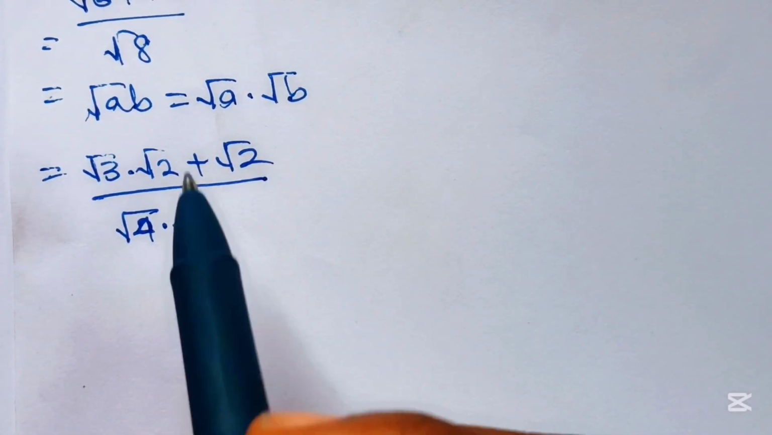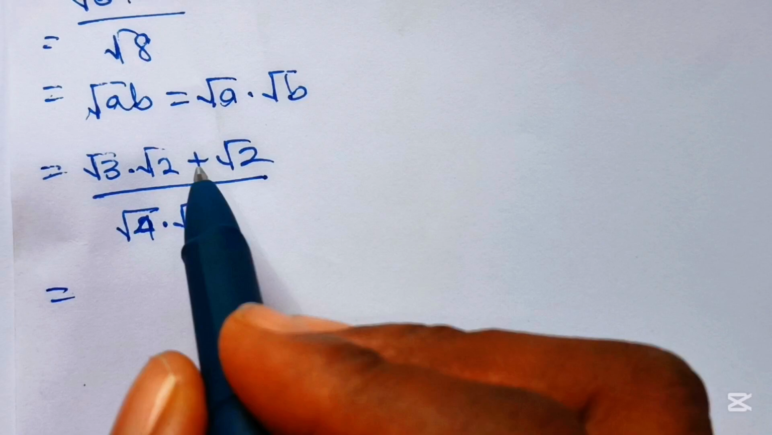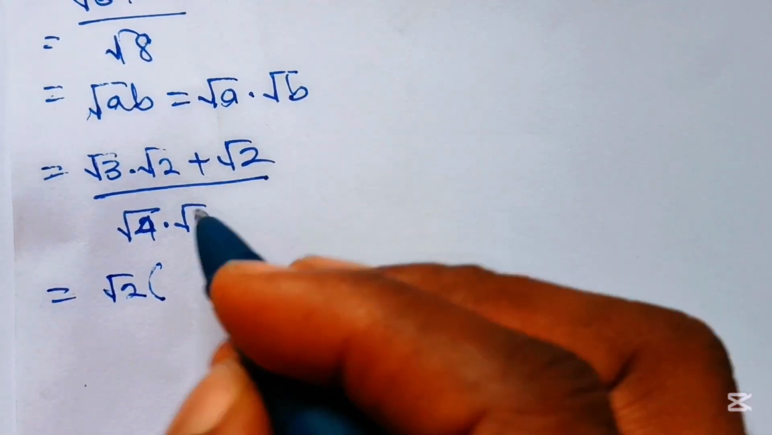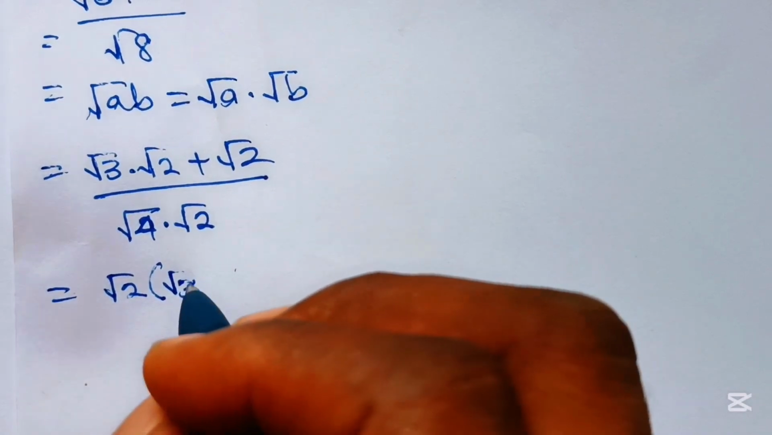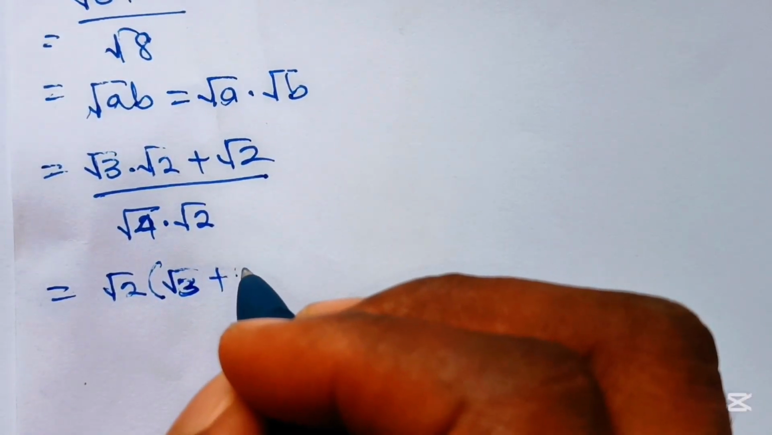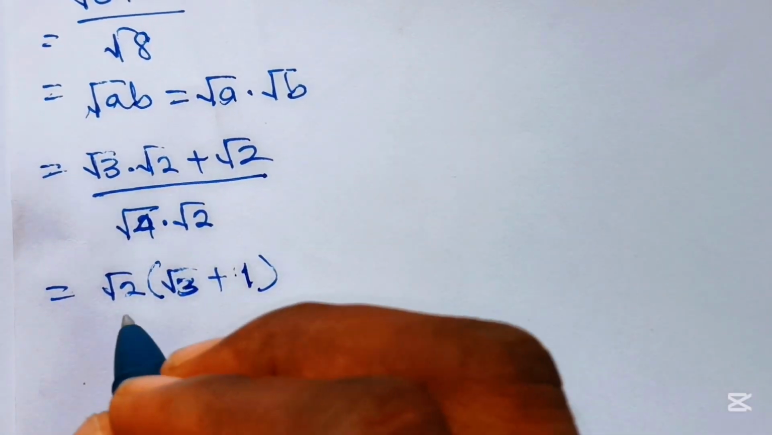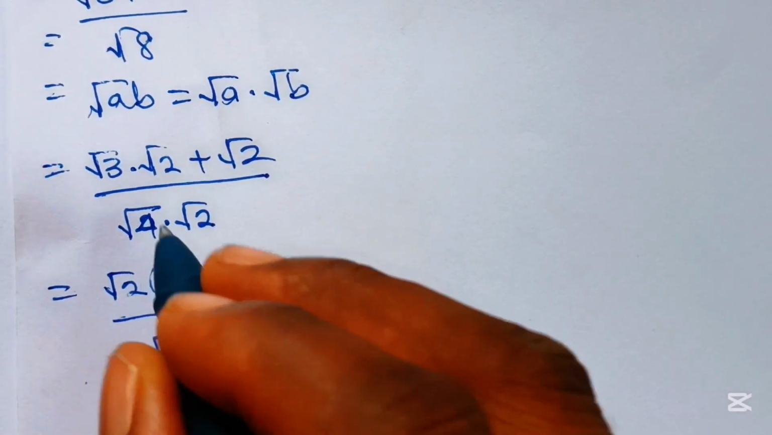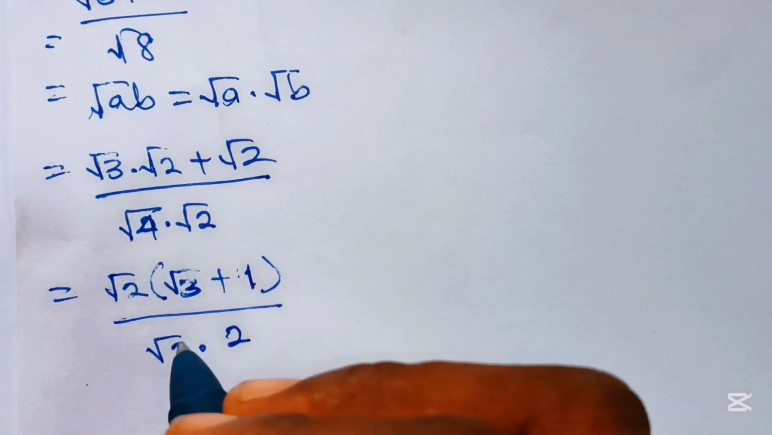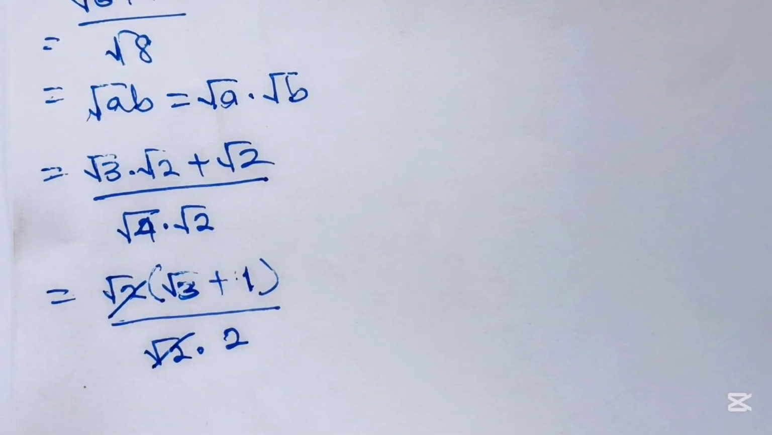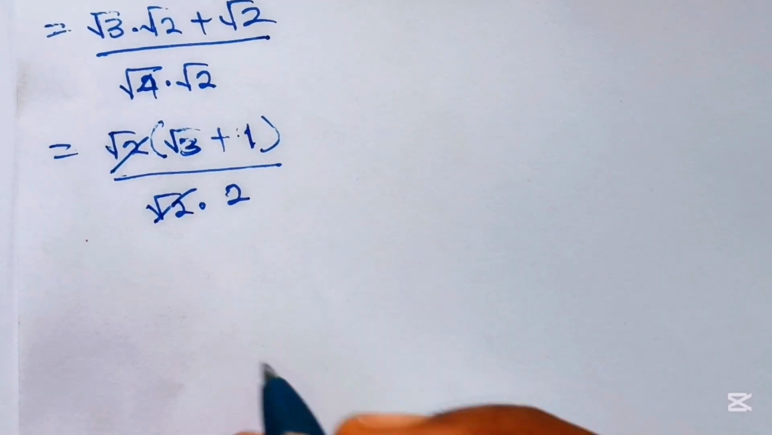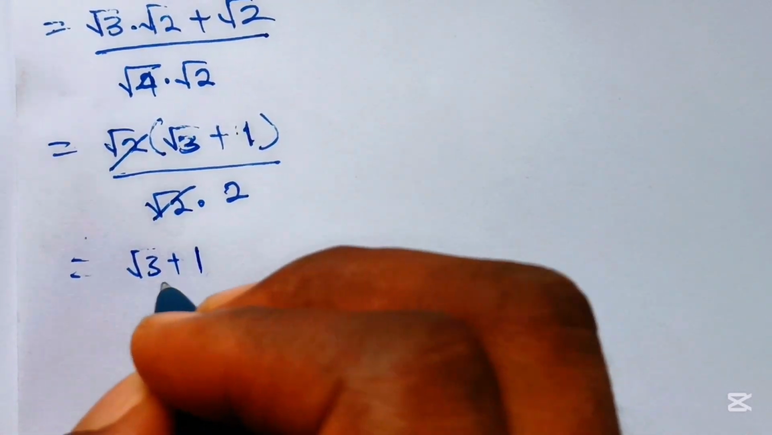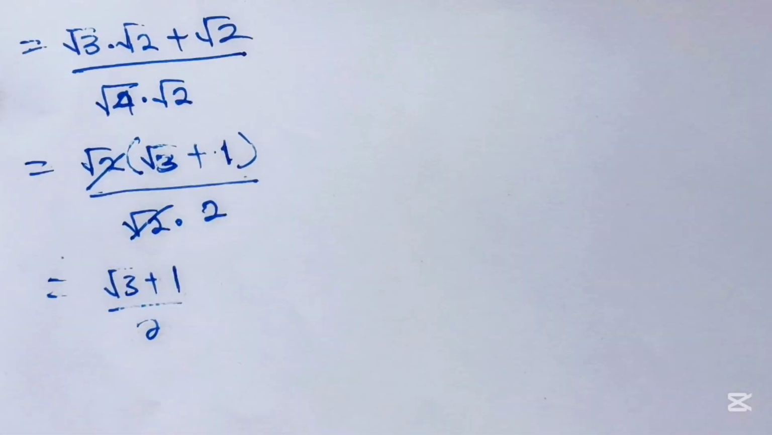Now this is equal to, we have root 2 here and root 2 here. So we pick one and we factorize to have root 3 plus 1, then divided by root 2 multiplied by square root of 4, which is 2. Now this is going to cancel this. So when that happens, we now have this equal to root 3 plus 1 divided by 2.